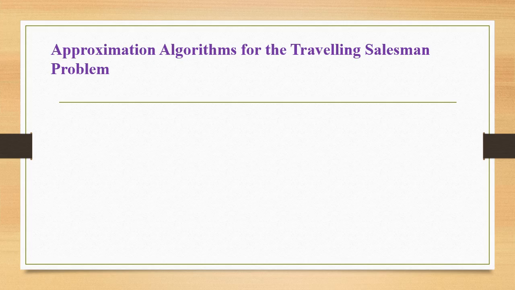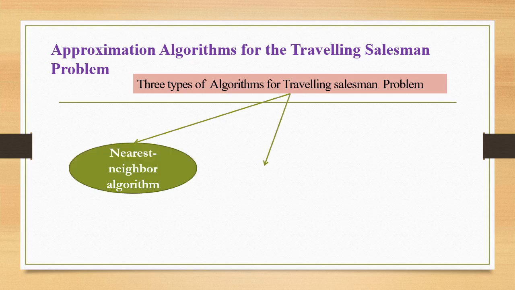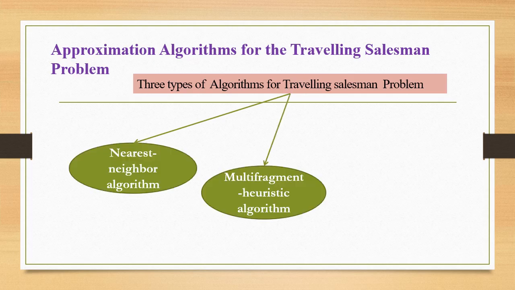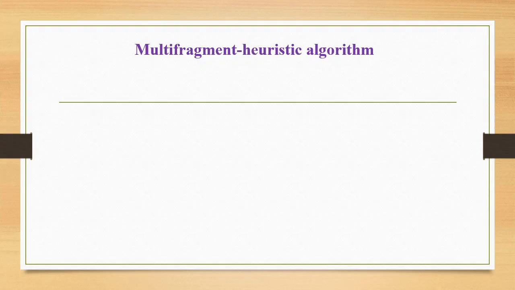So this can be solved using approximation algorithms. There are three types of algorithms for the traveling salesman problem. One is the nearest neighbor algorithm, the second is the multi-fragment heuristic algorithm, and the third is the twice-around-the-tree algorithm. This can be solved using these three approximation algorithms. Today we are going to discuss the multi-fragment heuristic algorithm way of solving this traveling salesman problem.